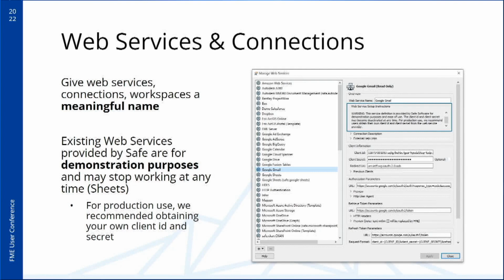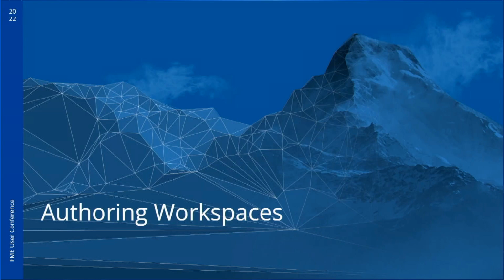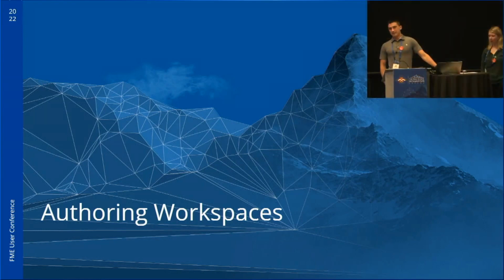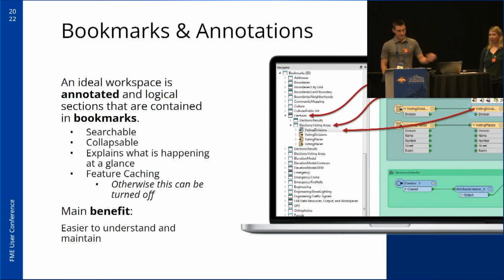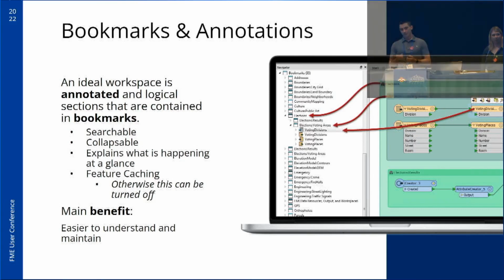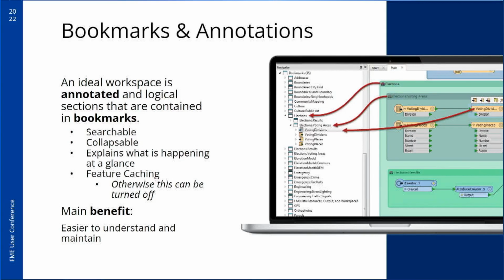of that documentation there. On the note of authoring workspaces, you can't really talk about best practices without talking about bookmarks and annotations. So this is, I think, the very first thing we talk about in best practices in our training as well. The ideal workspace is going to have annotations explaining what's happening in the workspace, similar to pseudocode if you're doing any Python work, except it's in a visual layout. Same thing goes for bookmarks.